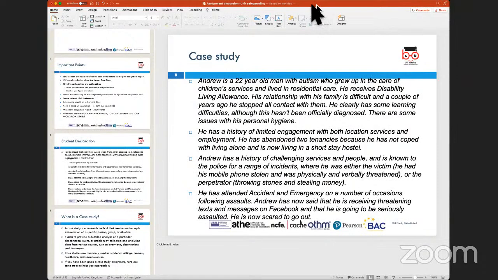How many of you know the meaning of the word autism? What is autism? Any idea what is autism?